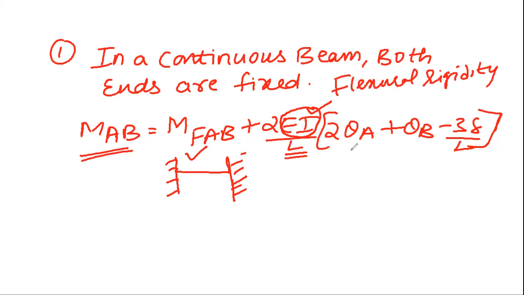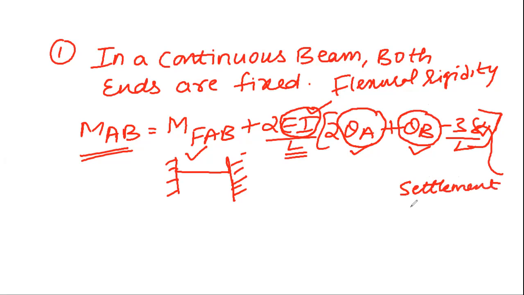And theta A and theta B. Whenever the question is given, you have to check whether theta A is known or unknown, and whether theta B is known or unknown. And one more thing is delta here. If the settlement of support is given in the question, you have to apply this delta in this equation.